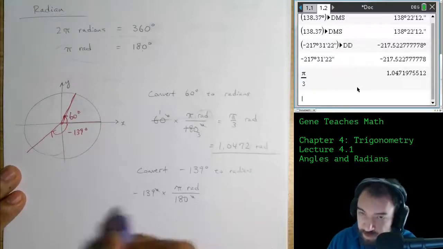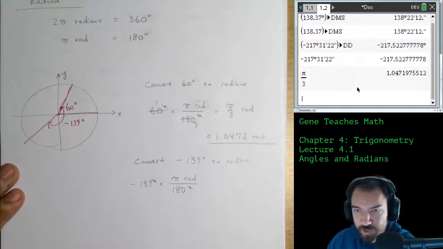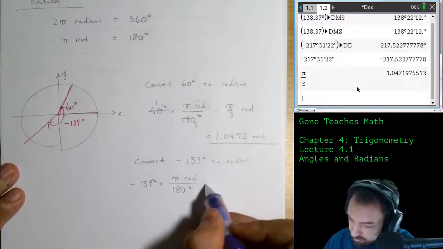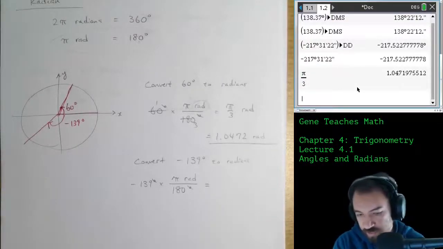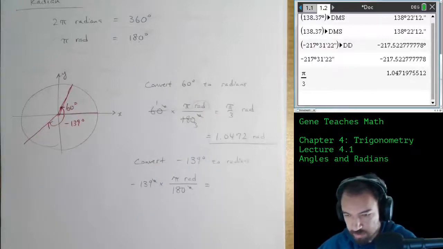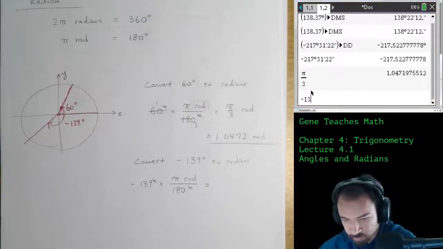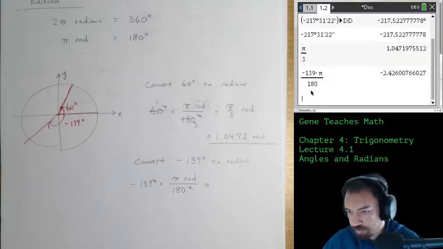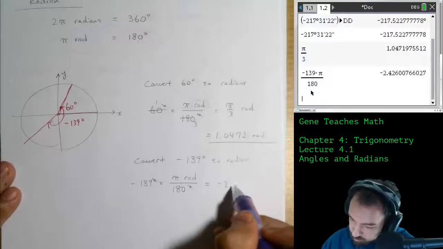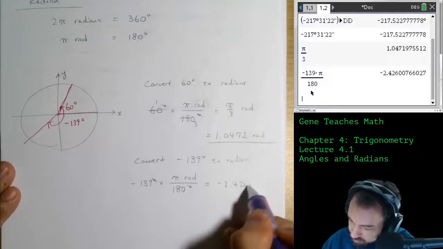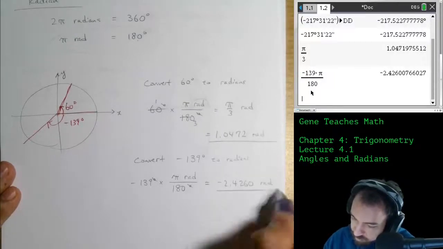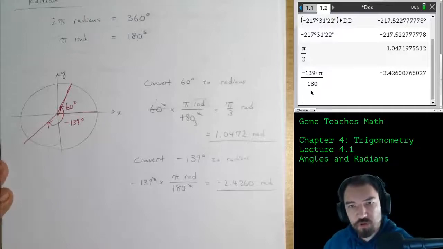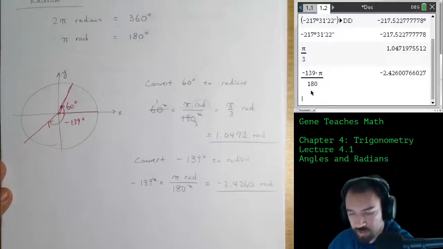This cancels that. And I don't feel like leaving it as negative 139 pi over 180, so I'll just turn it into a decimal. Right? I can say here, negative, 139 times pi divided by 180. Hit the button, and I get negative 2.4260 radians. So that is almost 2.5 radians clockwise.